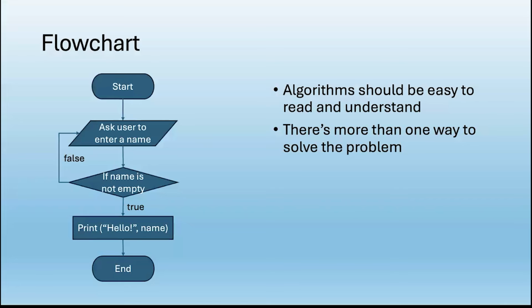We can also use a flowchart, which is basically a bunch of boxes representing, okay, here's a starting point and here's the ending point of this algorithm. After the algorithm starts, it's going to ask the user to enter a name. If the name is empty, it's going to go back here and ask the user to enter the name again. If the name is not empty, if that is true, then we're going to print out hello and this particular name. And then we've solved the problem and end the algorithm. So that's a flowchart representation of the same problem.